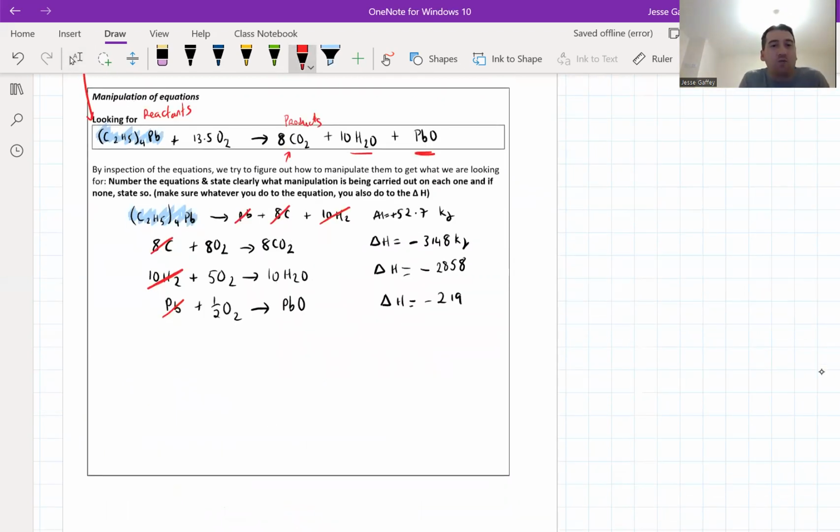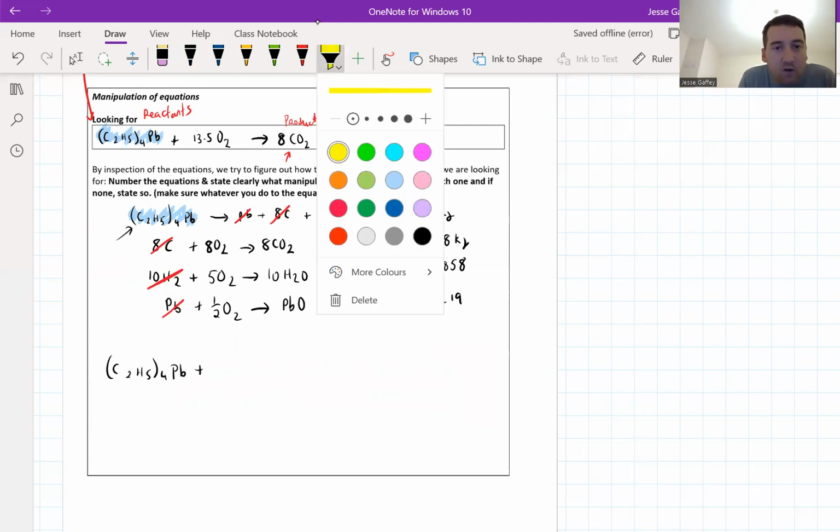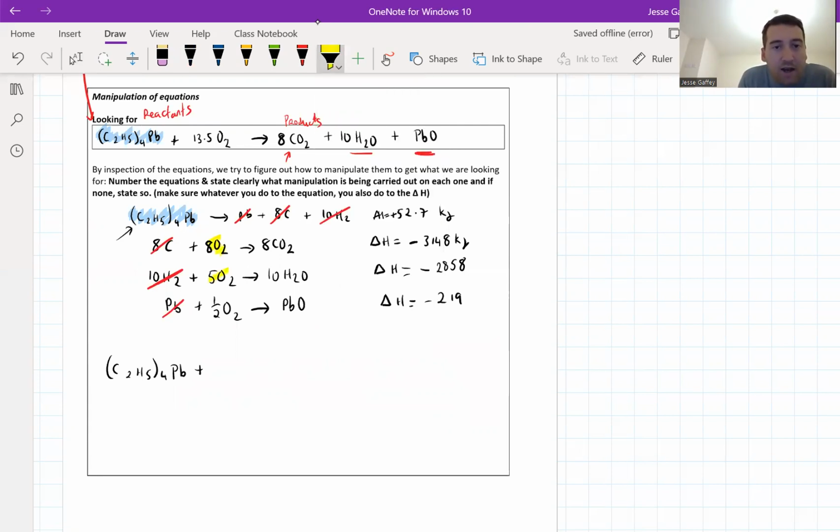All right, good. So let's write down what's left behind. Obviously, on the product side, we've got this here: C2H5 in brackets times 4, and it's Pb. Plus, all of these guys are oxygens, look. So we've got 8 O2s, 5 O2s, and a half O2. So we add them all up, we get 13.5 O2s. And that's convenient because that's what we had up here.